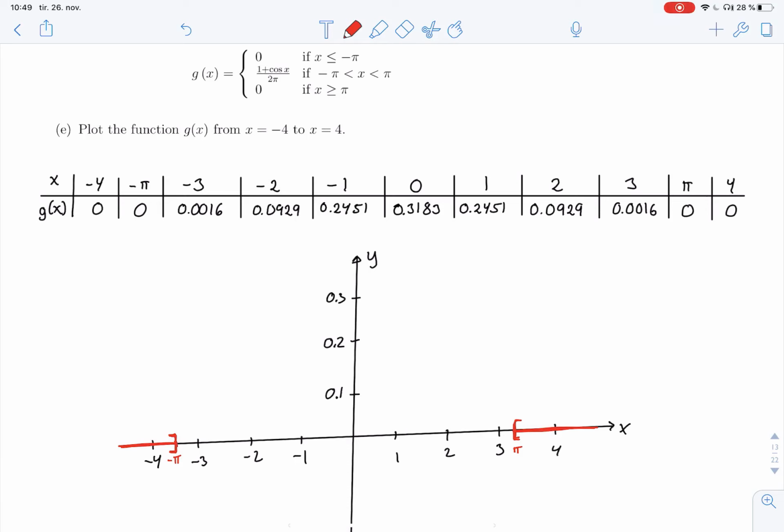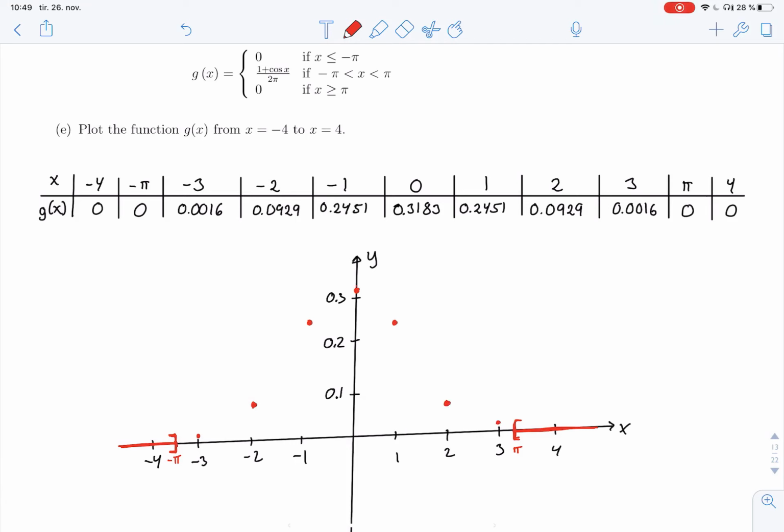If you have -3, we're a little bit above. -2, we're almost up to 0.1. -1 is 2.4, somewhere here. 0, we get up to 0.31, somewhere here. And we have the same values on the positive side.